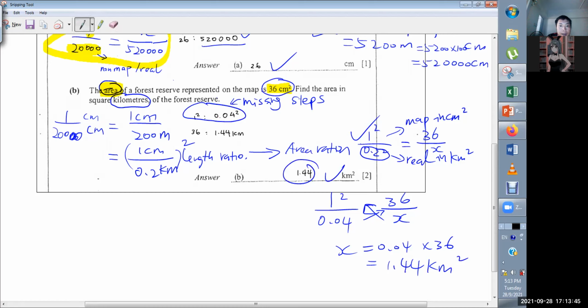Okay, let me use a red pen. You're not supposed to put a square here. In fact, you get penalized for writing extra things. It should be 0.2 square here. It should be 0.2 square, not 0.04 square. Okay, so for this question, you will get 1 mark for above, and then you will get 1 mark below. You will get penalized 1 mark basically because of this.